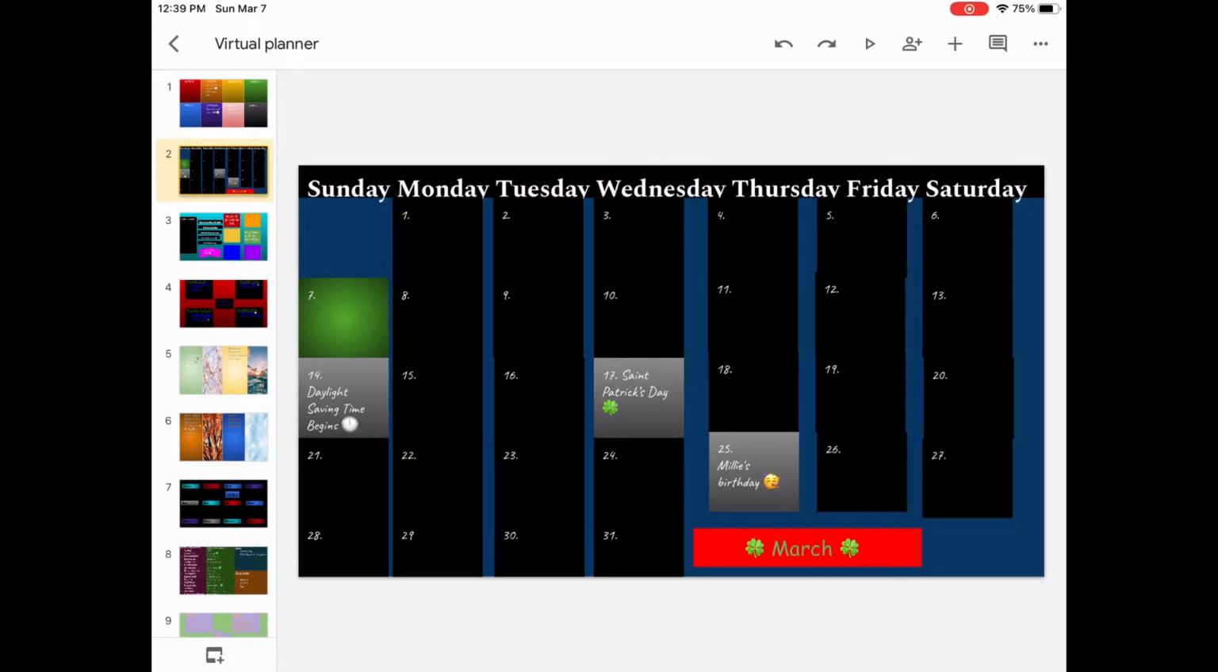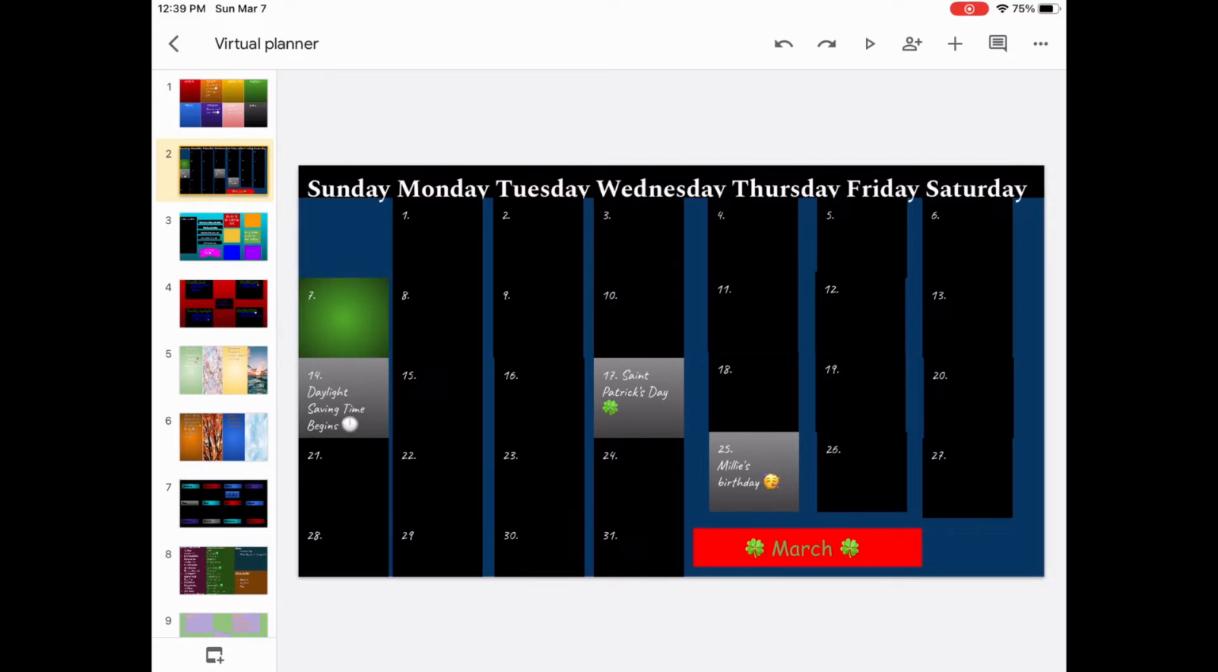So the next slide is the whole calendar for March. Yeah, this slide took a lot of time to do. I actually have a real paper calendar in my kitchen, so I use that for reference. And once again, I don't have a friend named Millie.